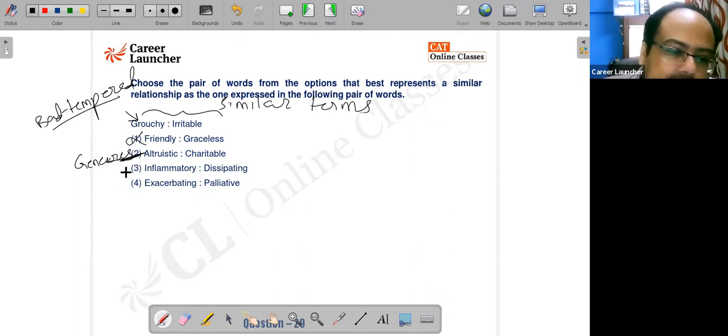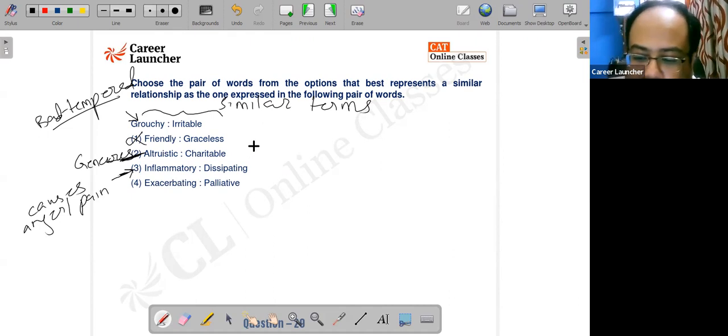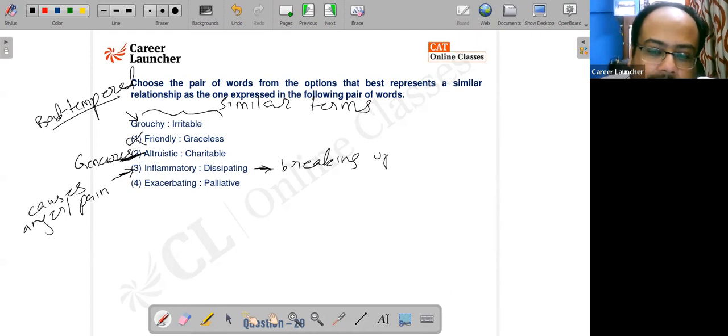Inflammatory and dissipating. Inflammatory is something that causes anger or causes pain. That is inflammatory. Dissipating is breaking up, lessening, or scattering.